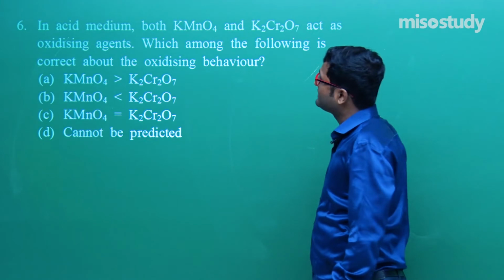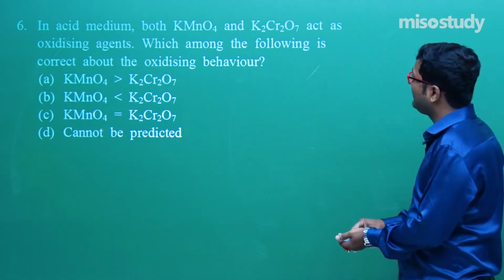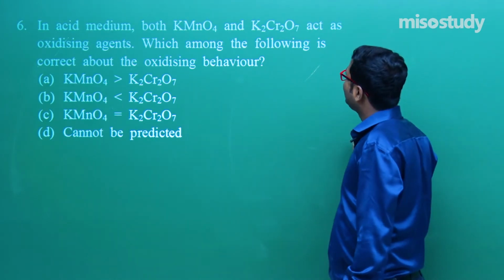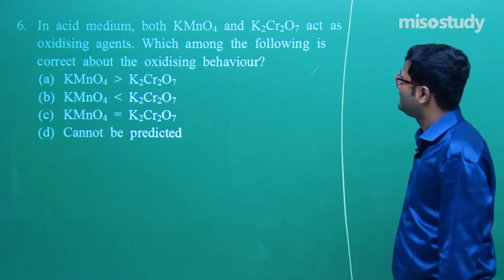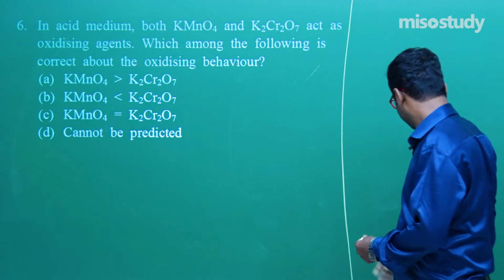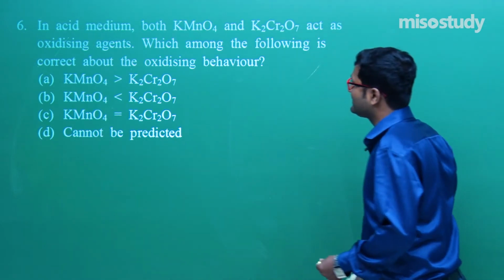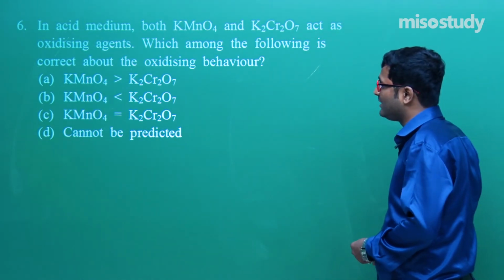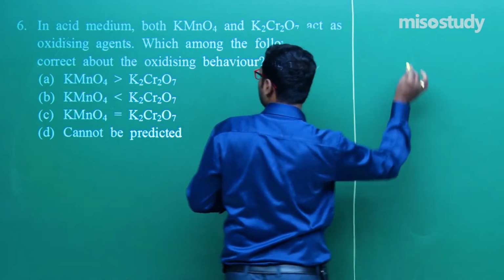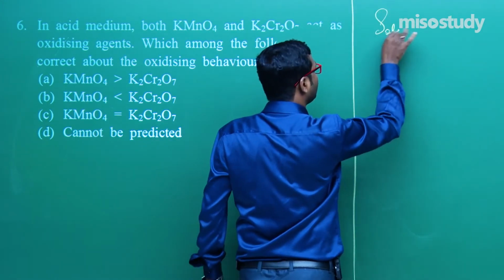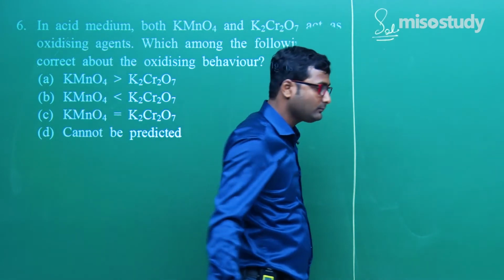Now question number 6, look at this: in acidic medium both KMnO4 and K2Cr2O7 act as oxidizing agents. Which among the following is correct about the oxidizing behavior? That is a comparison. Look at how to compare this thing. This is a good question. It's very simple, not an issue. Look at what I'm telling.